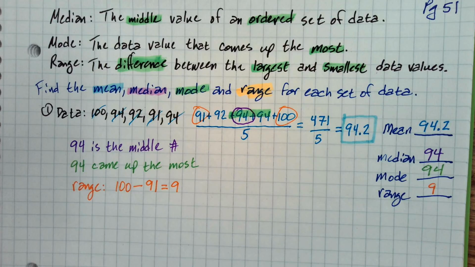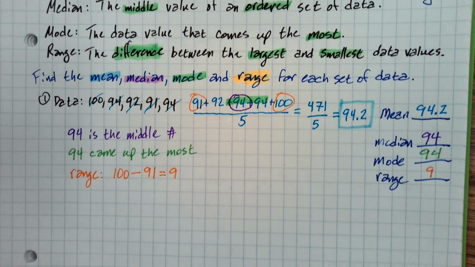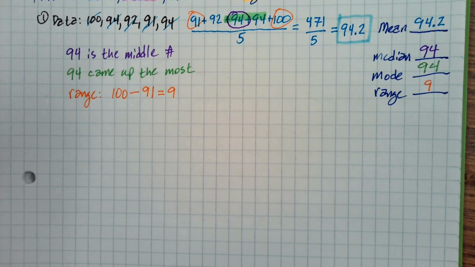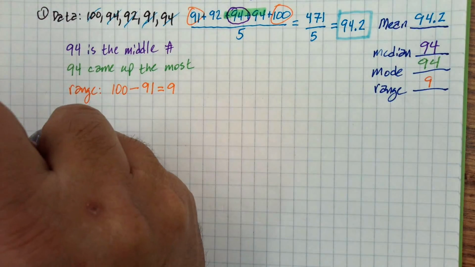On the next example, it's going to get a little tougher because we're going to have an even number of data values. So finding the median is going to be just a little bit trickier, not very much. Okay? So if you're ready, let's move on to number 2.